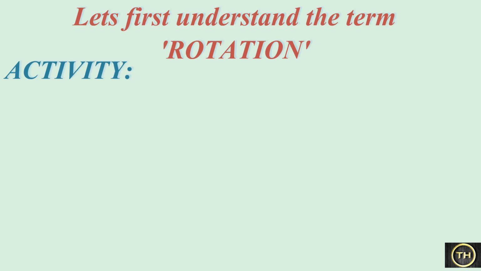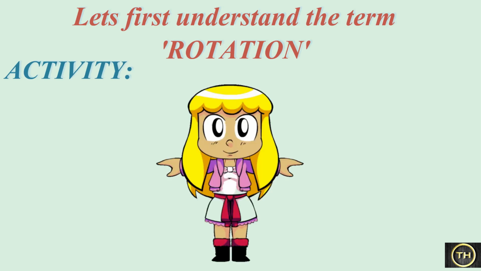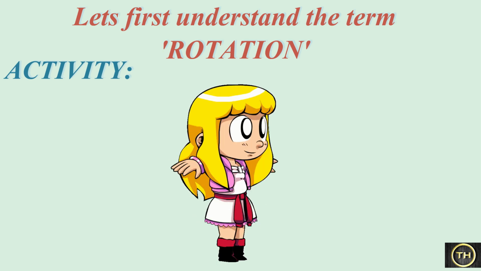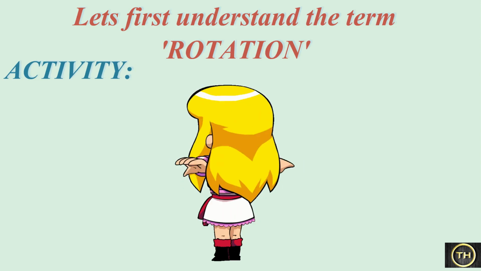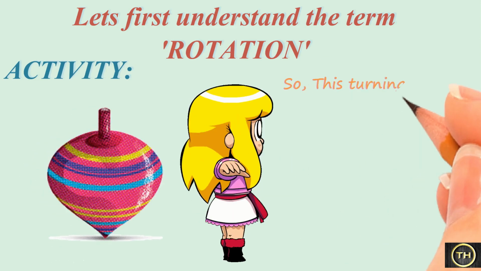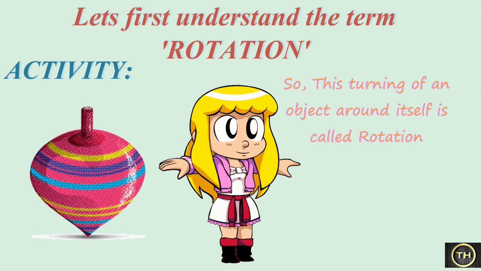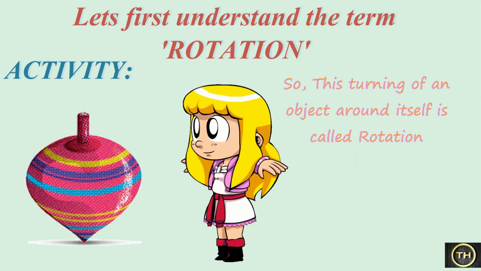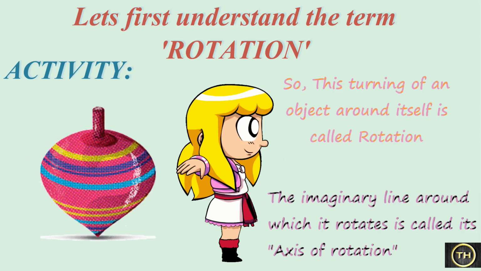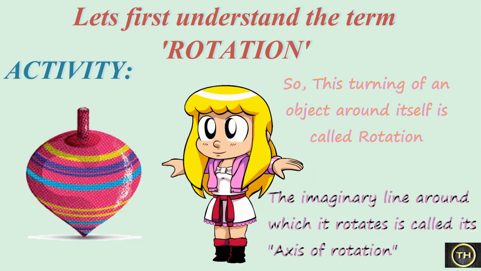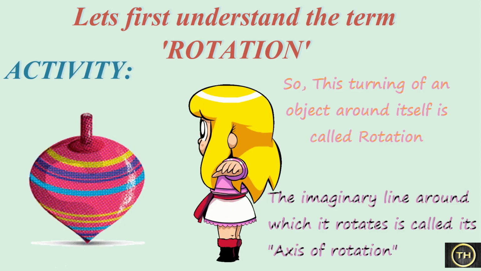You can try this activity on yourself. You can stand still, stretch your arms and try to turn around. You feel as if you are turning around a particular spot. So, this turning of an object around itself is called rotation, and the imaginary line around which it rotates is called its axis of rotation.